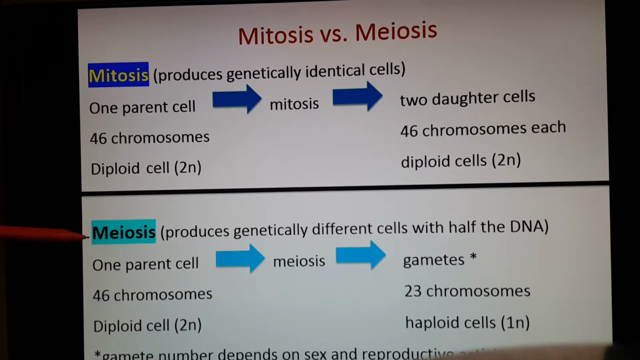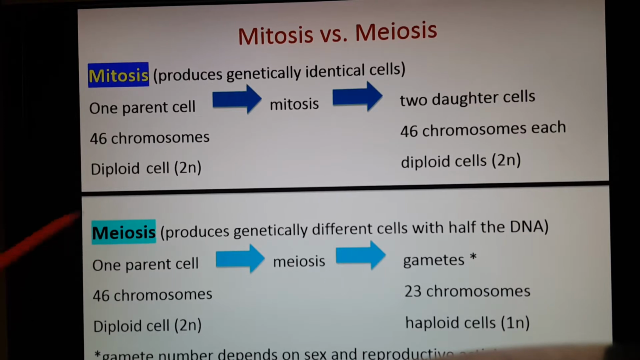Meiosis, on the other hand, produces genetically different cells. The DNA is going to be different from the parent cell. So again, another reason why the sperm have to be protected from the immune system is because they are genetically different. They have half the DNA of a normal cell. To prevent them from being attacked by the immune system, they are protected by those tight junctions from the nurse cells. Okay, so genetically different, half the DNA in your gametes.